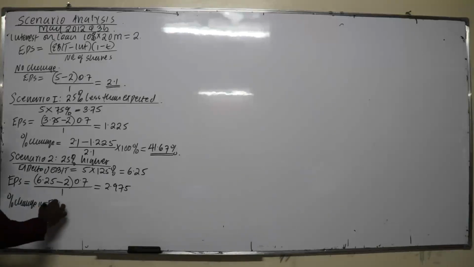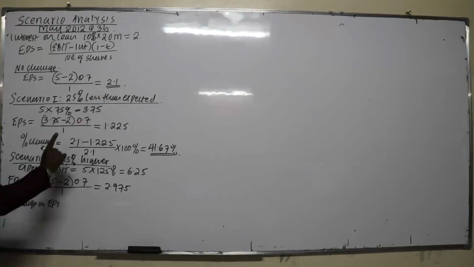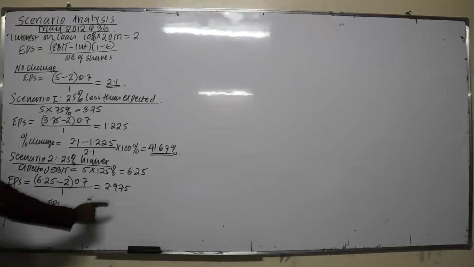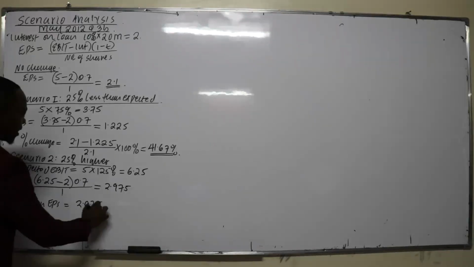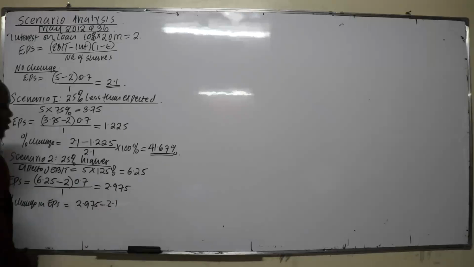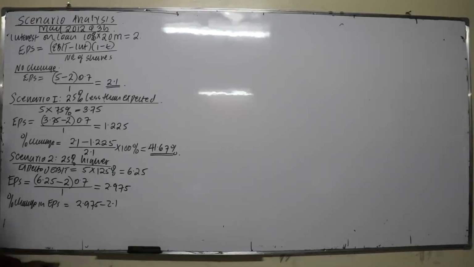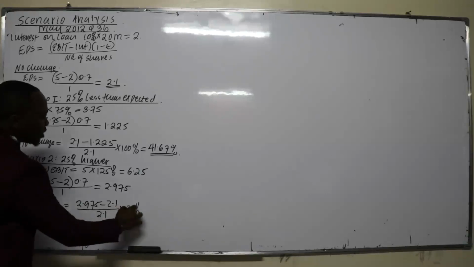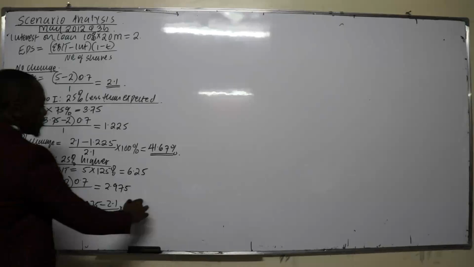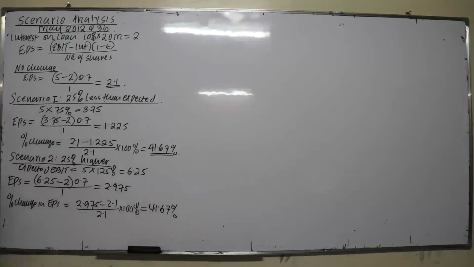So now let's get the percentage change in EPS. The base case EPS was 2.1. When the EBIT increases by 25%, the earnings per share will also increase to 2.975. So just get the change: 2.975 minus the base case 2.1, or alternatively you can take 2.1 minus 2.975, but you ignore the sign. Are you together? Then you divide by the base case 2.1. Under sensitivity analysis you ignore the sign. You still get 41.67%. Since they're increasing and reducing with the same percentage, the effect will be the same.